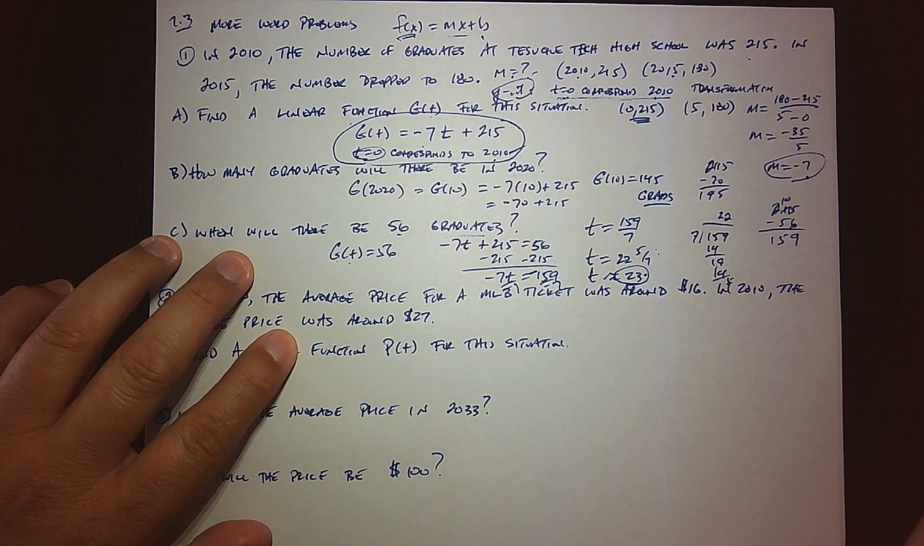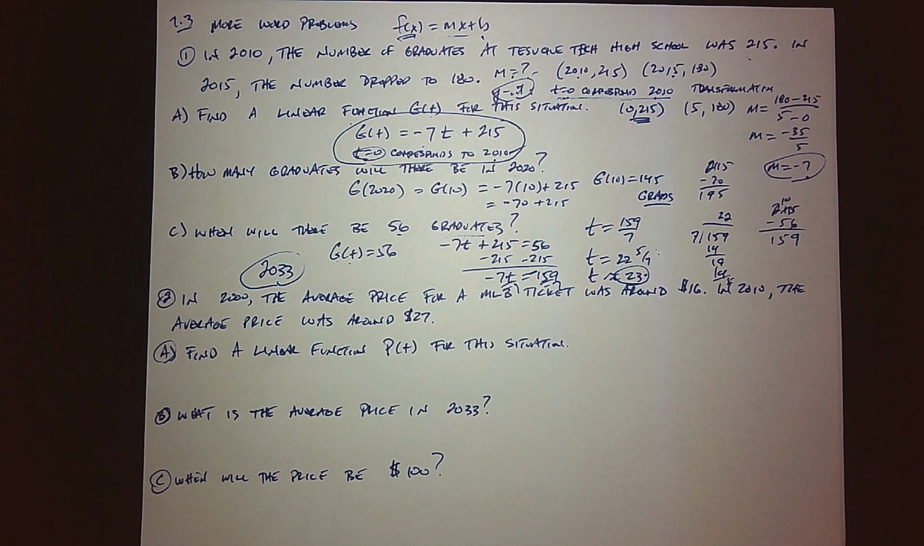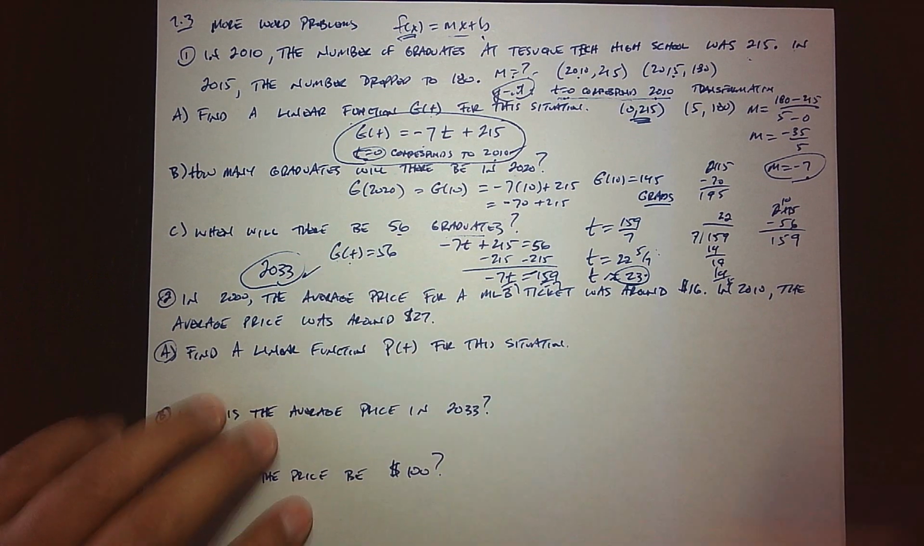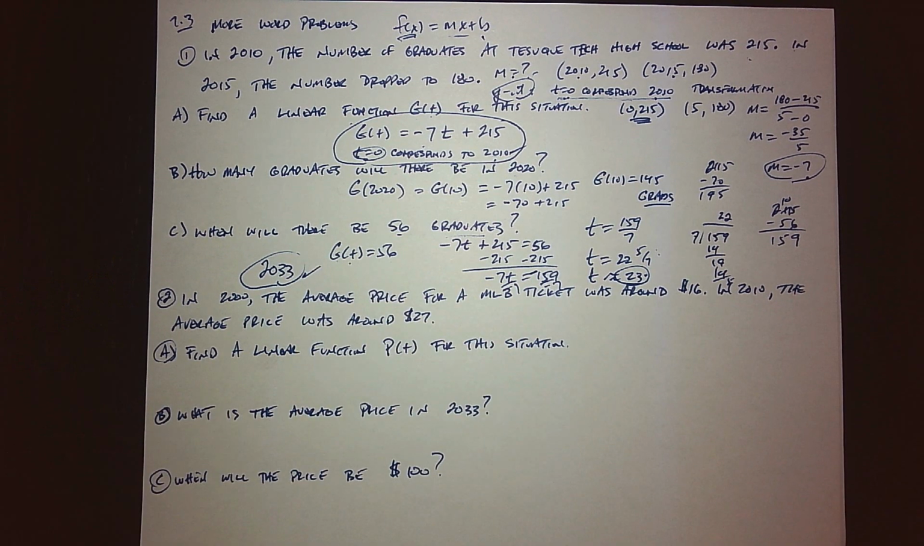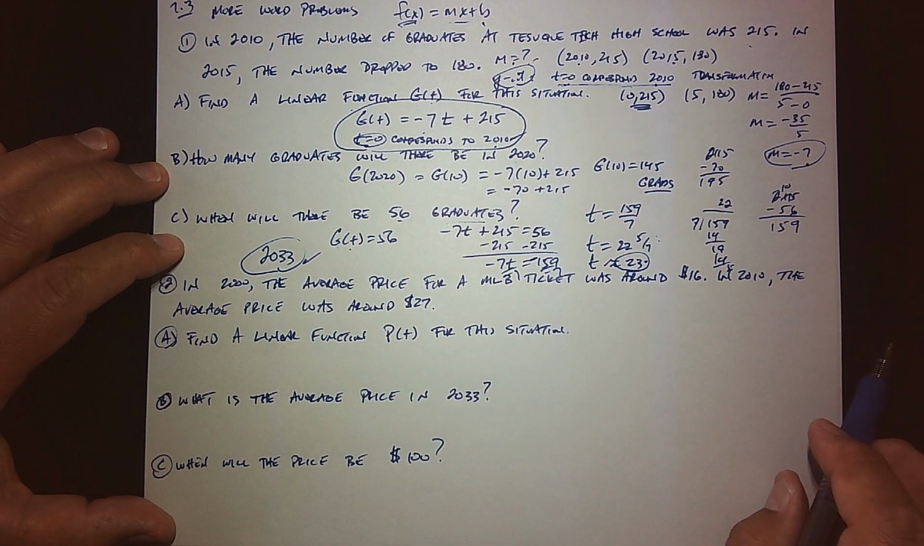From 2010. So we're talking about the year 2033. So according to this model, in the year 2033, they will be down to 56 graduates. And of course, that's what the model says. As time moves forward, we can adjust it. So hopefully you're seeing we're basically doing the same thing, just we had to work a little harder to build the model at the beginning.